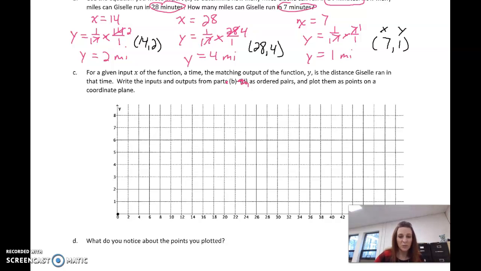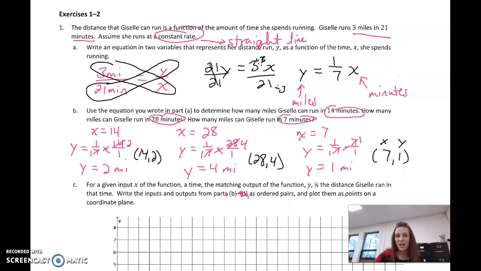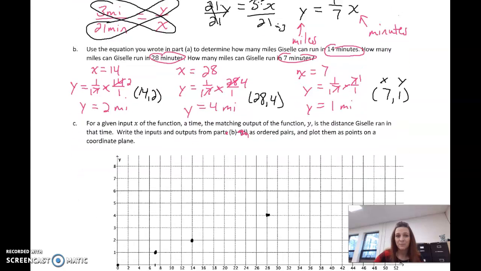Okay, so 14, 2. So I go 14 on my x-axis, up 2. 28, 4. I'm going to go to 28 on my x-axis and up 4. And 7, 1. I'm going to go to 7, which is halfway between the 6 and 8 here, and up 1. Okay, and what you notice here is that we have a straight line, which shouldn't be a shock because it was a constant rate. We are anticipating a straight line.